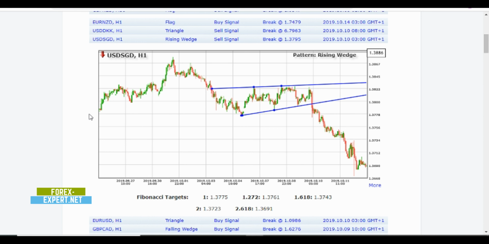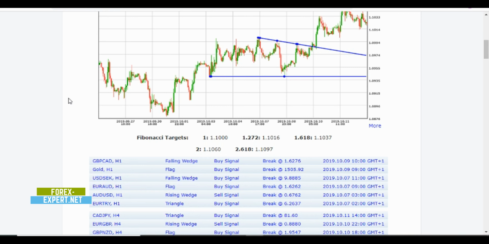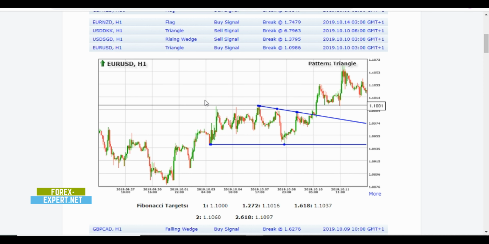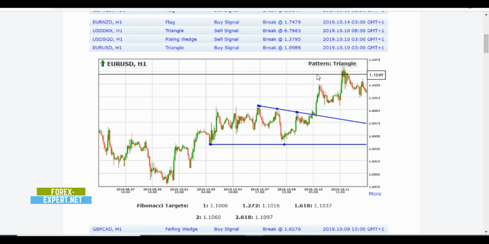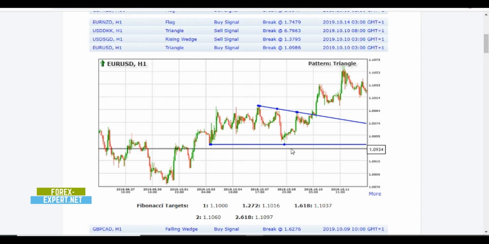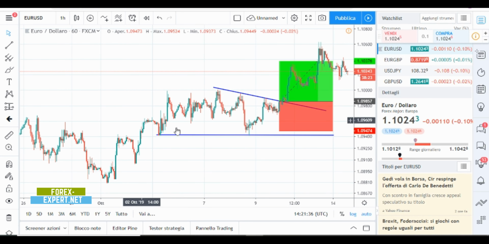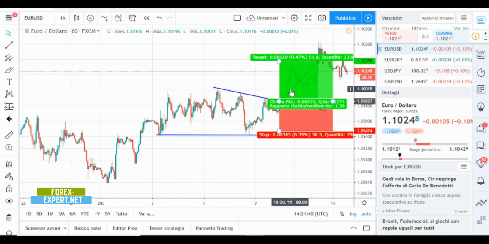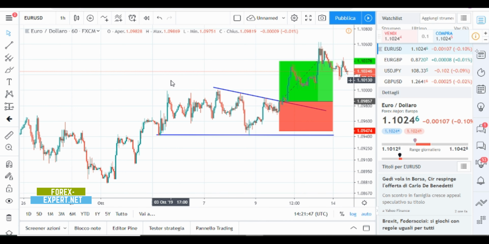So let's take a look at another trade, the euro and the USD, always on the hourly. We got a triangle and buy signal. There is an uptrend, the green arrow right here. The break at 1.0986, and the price hit the Fibonacci ratio, okay? So this was another profitable one. And this trade, as you can see, has a risk-reward ratio of 1.36. So it's not a 1-to-1, but it's a 1 to 1.5, okay?